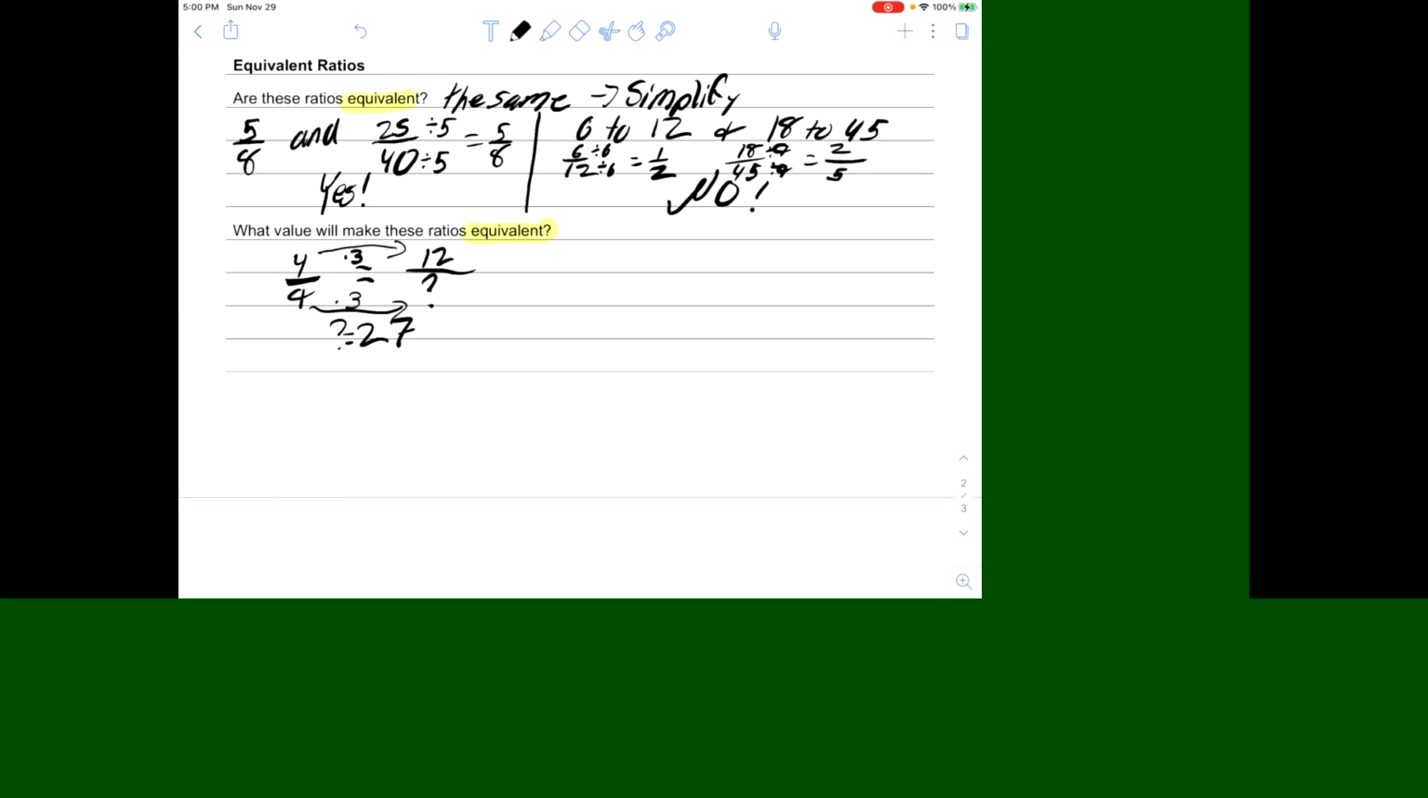This also still works even if I'm not given them as fractions. Let's say I was told that 5 to 7 is the same as something to 49. Again, I like to write these as fractions because then we're able to use what we know about equivalent fractions to help us solve this. For this one, I see that 7 times 7 is 49. So I have to do the same thing on the top as well. 5 times 7, so that my unknown will be 35.